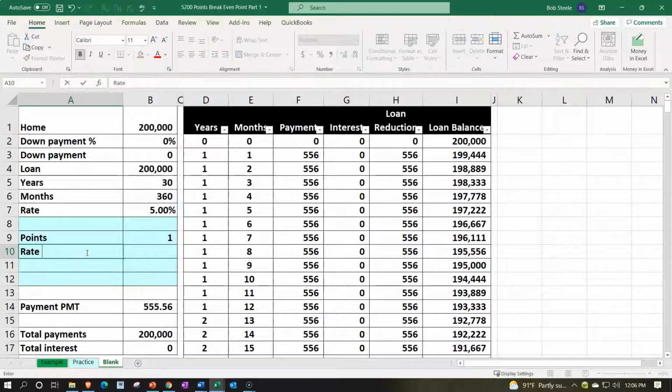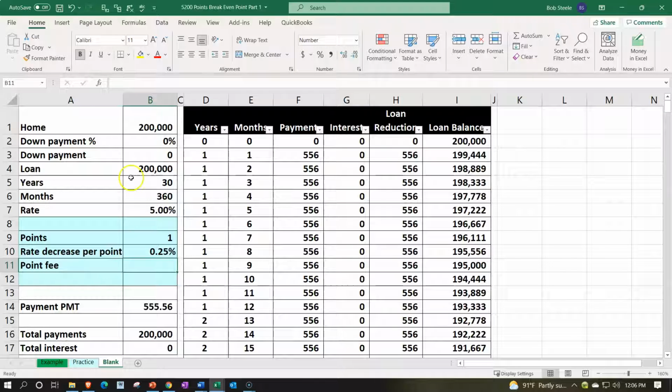The rate decrease per point, meaning how much I'm going to decrease the rate by paying down the rate per point. We're going to say it's going to be 0.0025, making that a percent by going to the number group, percentifying it, adding some decimals, so 0.25%. So 5% minus 1 point would give us minus 0.25% for 4.75. And then we want the point fee. Now the point fee, a point means 1% of the loan amount.